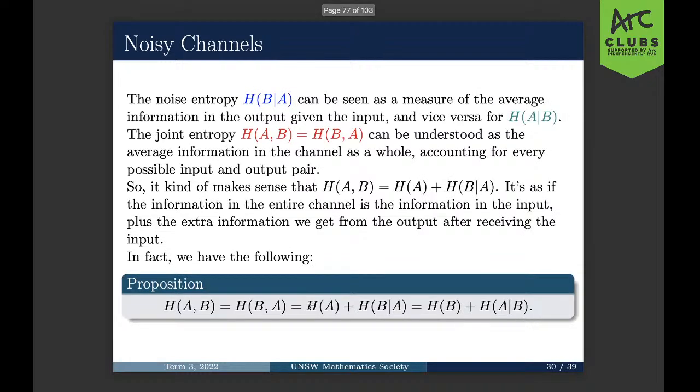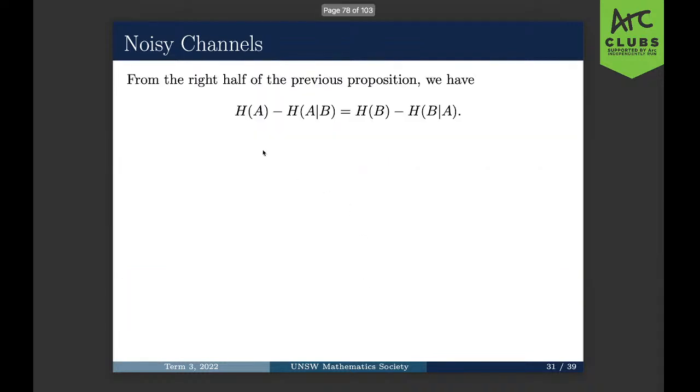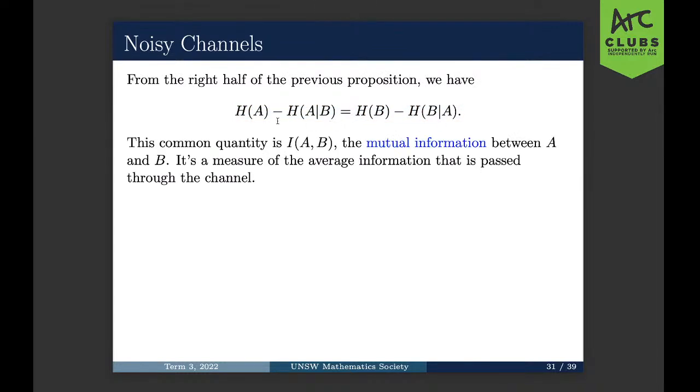So if you look at this part of the proposition we have here, we can take the noise entropy and the channel equivocation on the other side. We get this equality here. So this common quantity, these two values which are the same, is called I(A;B), the mutual information between A and B. It's a measure of the average information that's passed through the channel, not just the channel itself as a whole.